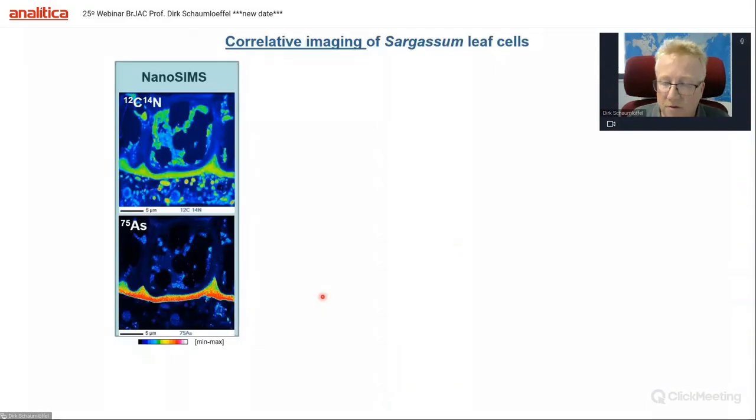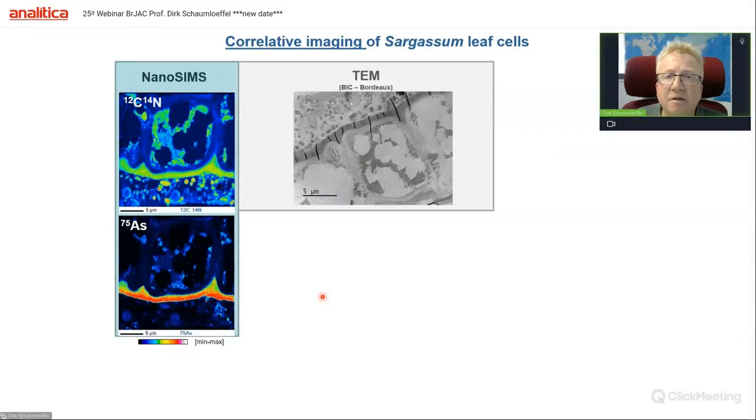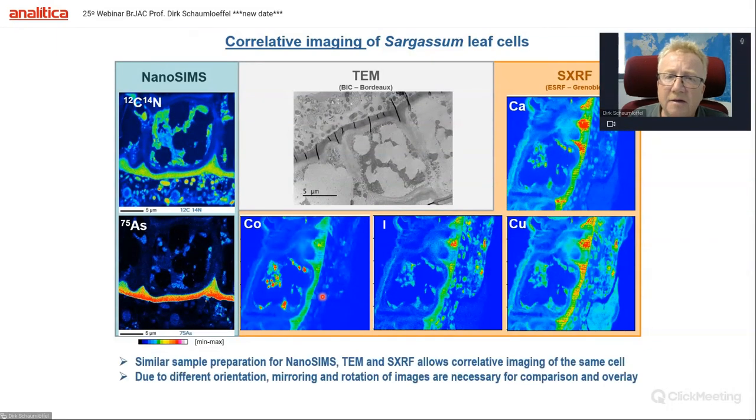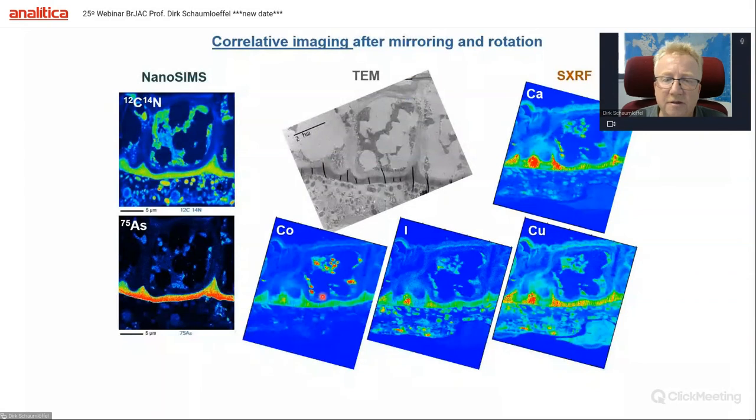And we also did correlative imaging of these sargassum leaf cells. These are the NanoSIMS images, together with transmission electron microscopy, with our colleagues from Bordeaux. And we also did some synchrotron experiments to see other elements like cobalt, iodine, copper, and calcium. You do not see directly the correlation, but it was the same cell which we analyzed here with 3 different techniques. And we only have to turn now the images, and then you see directly that we analyzed here the same cells.